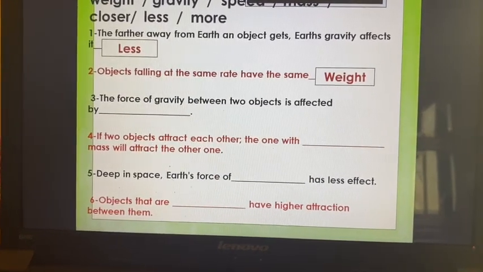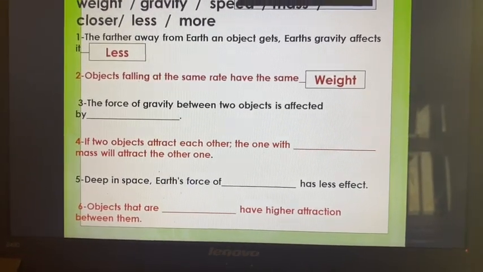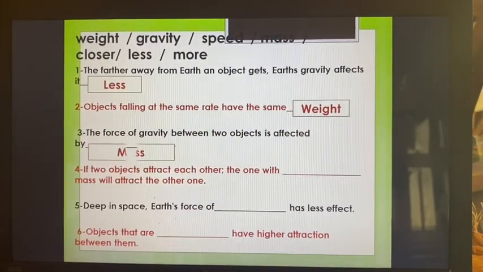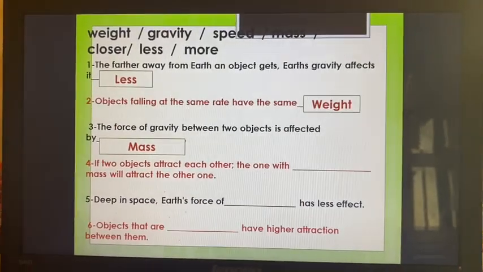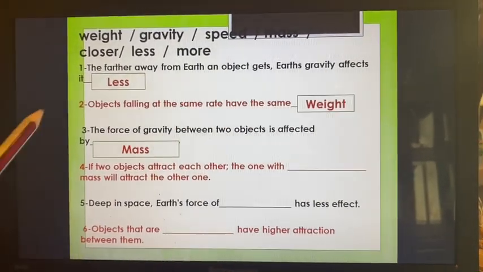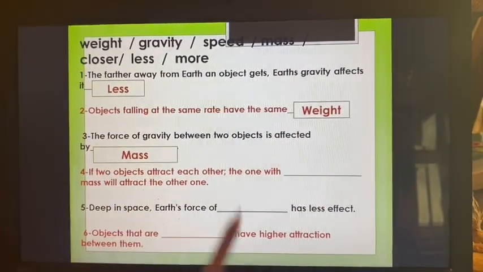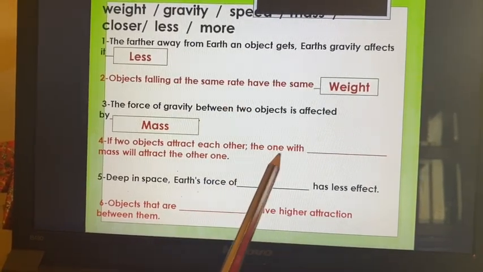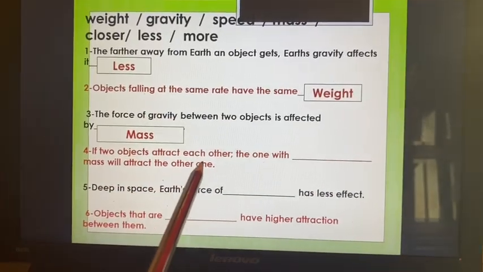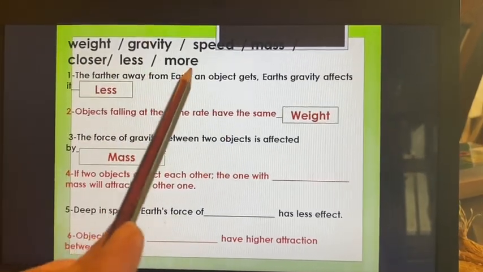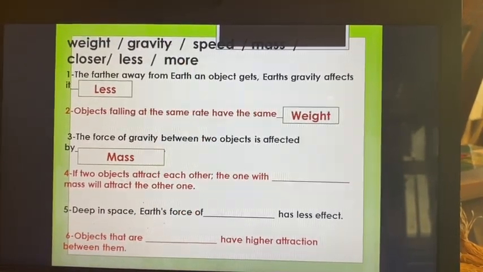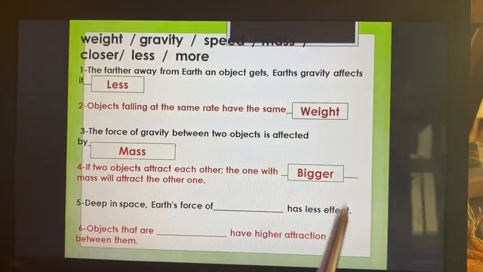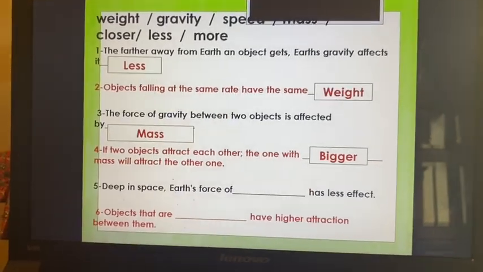The force of gravity between 2 objects is affected by what? Affected by the mass. We said gravity has 2 things that affect it, mass and distance. You don't have the word distance here, so it is mass. If 2 objects attract each other, the one with more mass will attract the other one. Which one? The one with more mass. The earth. It's more, not bigger. Okay, more, the same meaning.